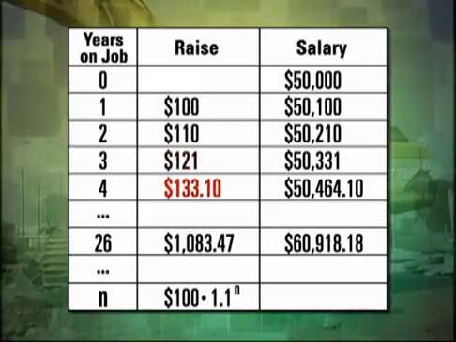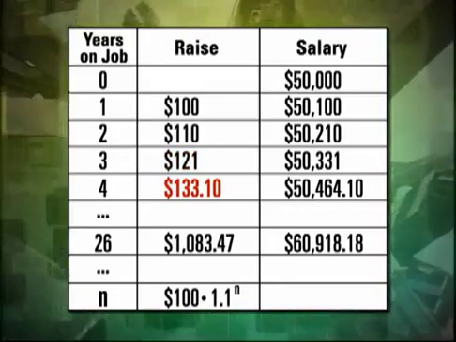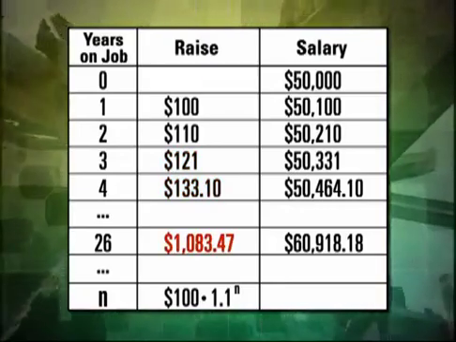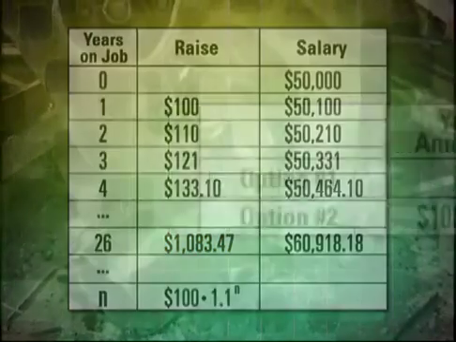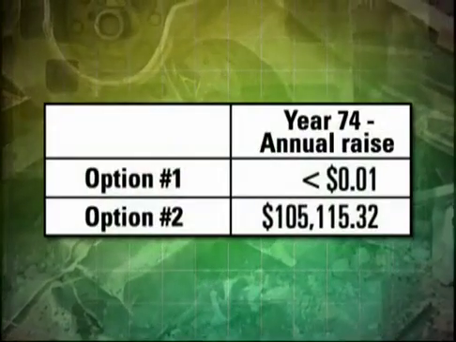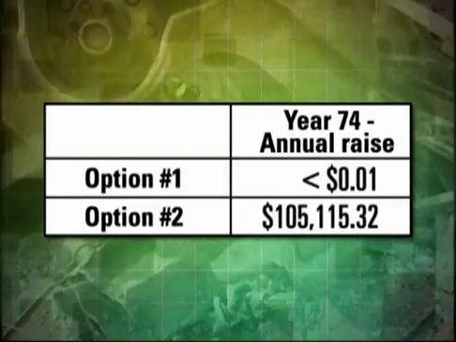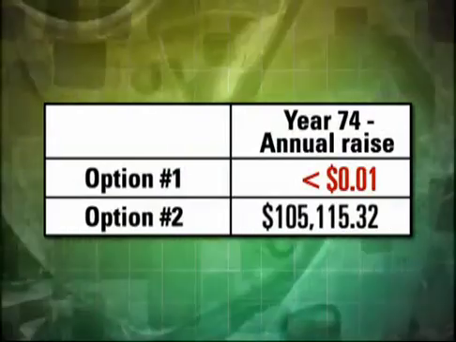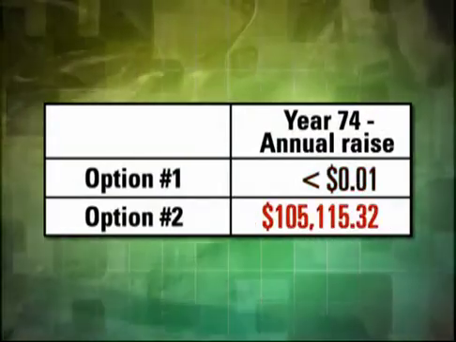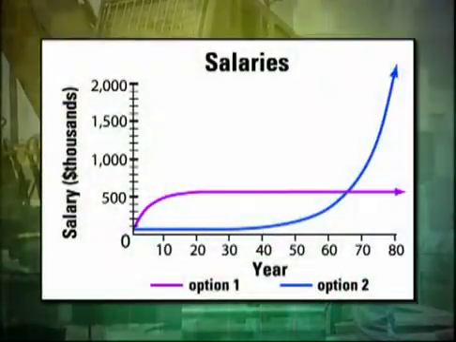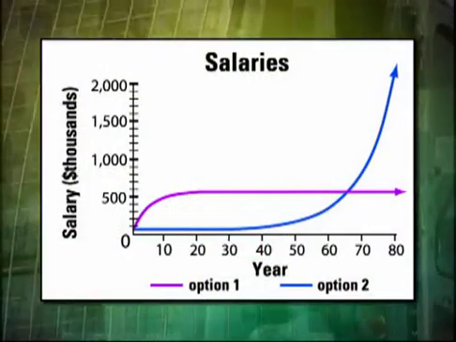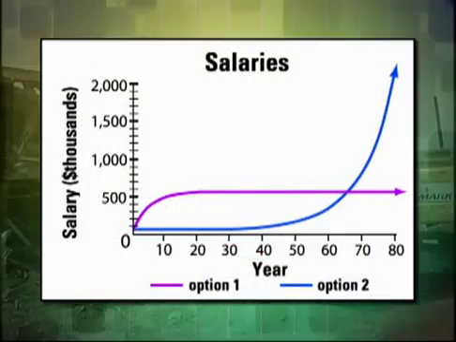It'll take 26 years for Mr. Steele's annual raise to exceed the $1,000 level. This doesn't seem like the Steele family's best option, and it isn't in the short term. But look at what happens after 74 years. The annual raise for option 1 is less than a penny, but for option 2, it is greater than $100,000 and increasing without limit. And if you look at the series for each of those options, the sum of all the raises, what you find is this.